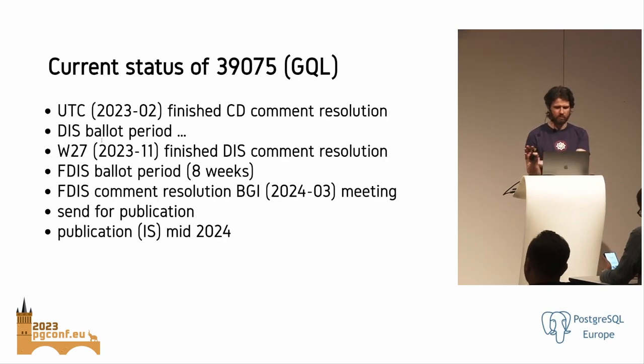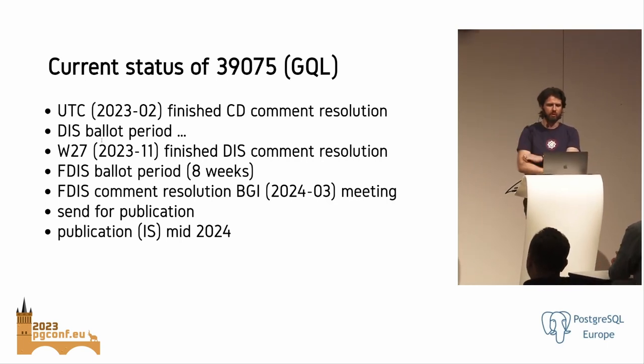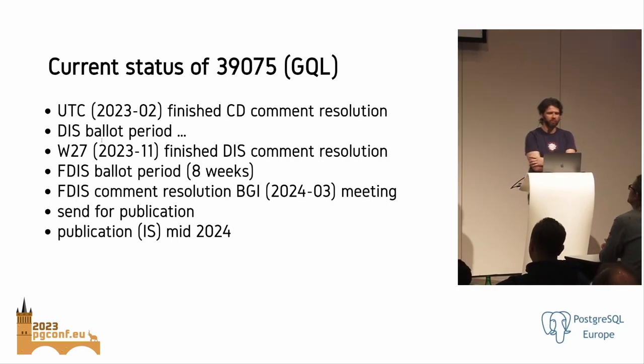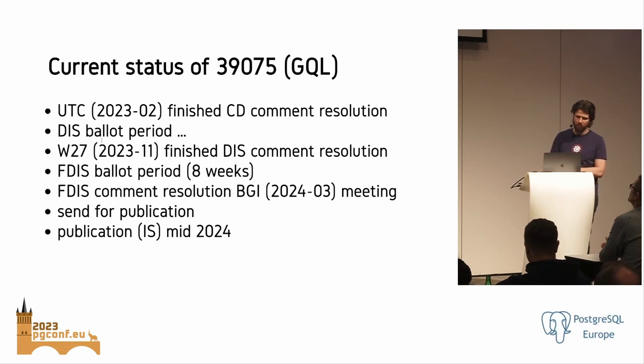So this is maybe of less interest to this particular group, but just so you can see how this would sort of work in parallel on a different project. The GQL project is sort of on a later timeline because it was started at a different time, so that just happens. At the Netherlands meeting, we did the CD comment resolution. Then there was the DIS ballot period. And now at the meeting in November, we finished the DIS comment resolution.